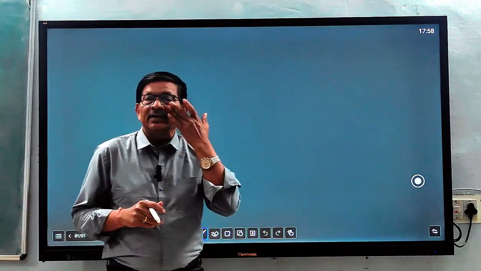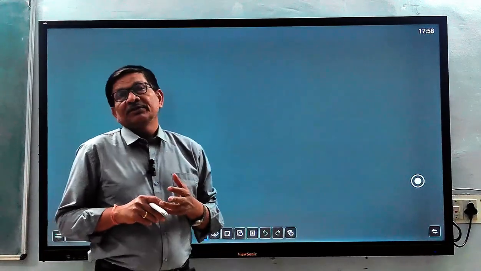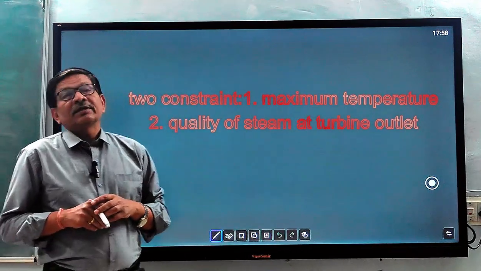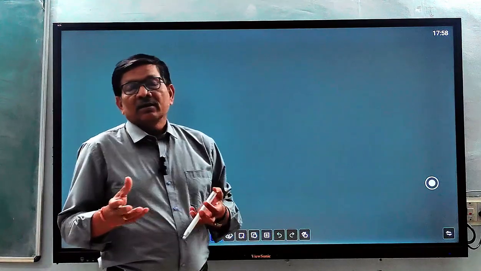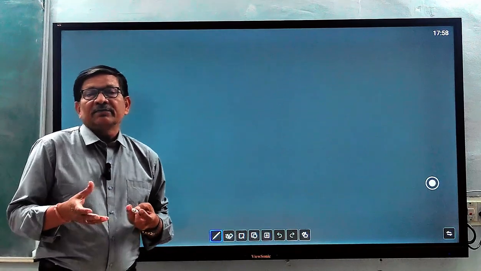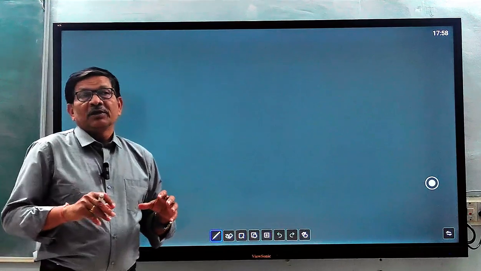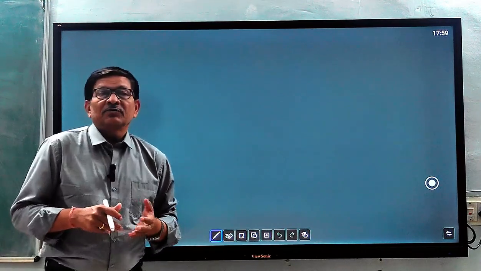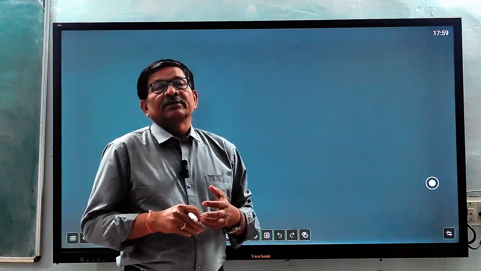But we have seen that there are constraints: the maximum temperature cannot rise above 550 degrees centigrade due to material constraints, because many components of the boiler are exposed to very high temperature and high pressure steam, and these materials have to bear thermal stresses. So due to material constraints, we can't go beyond 550 degrees centigrade.